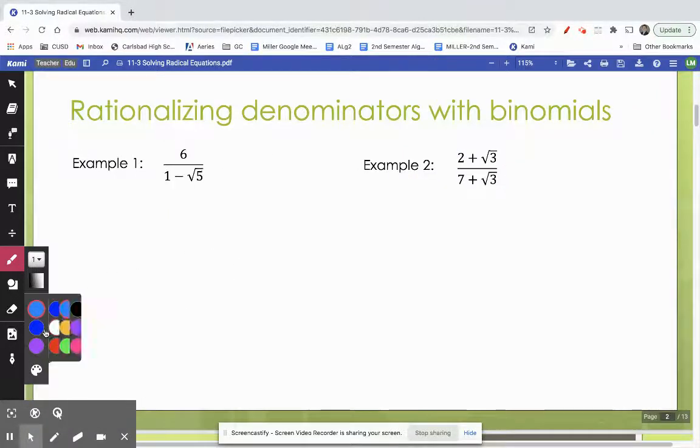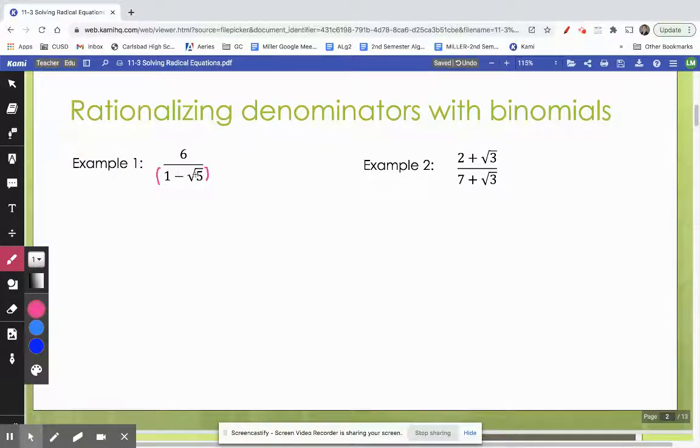All right, we're going to do a couple things with today's lesson. The first one is rationalizing denominators with binomials. So we have a radical in the denominator, but you might notice, again, binomial is when we have terms added or subtracted. So 1 minus the square root of 5. We can't just multiply by the square root of 5 over the square root of 5, because it wouldn't get rid of the radical in the denominator. You can try it, it's just not going to work.